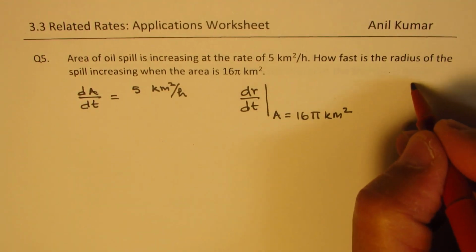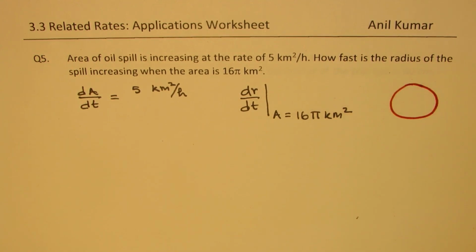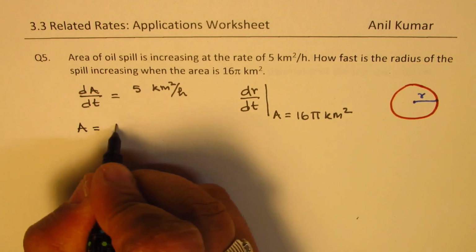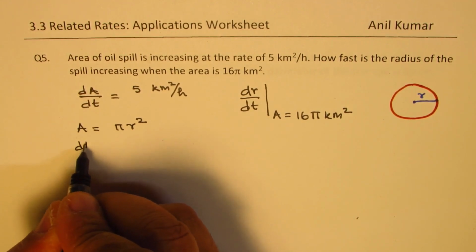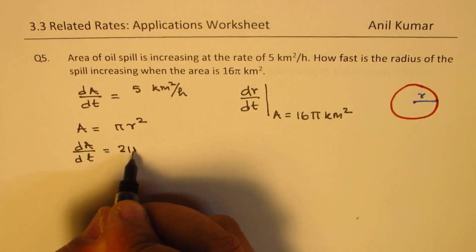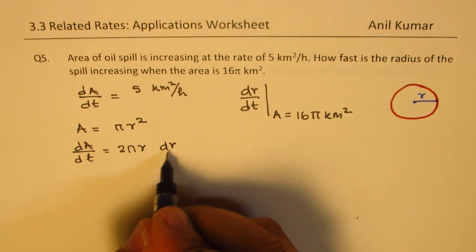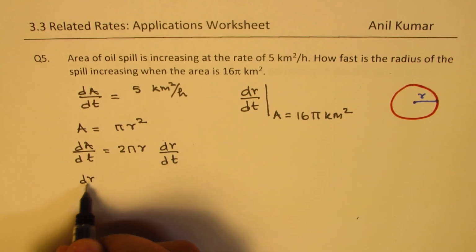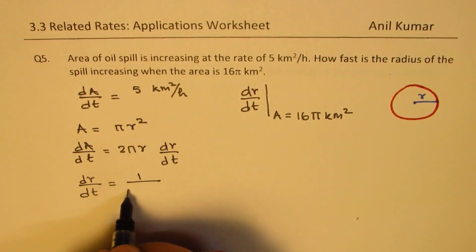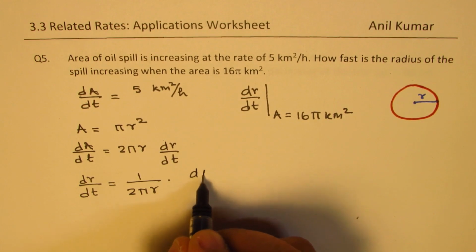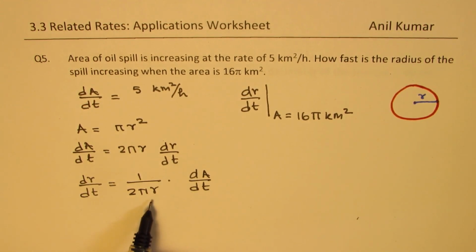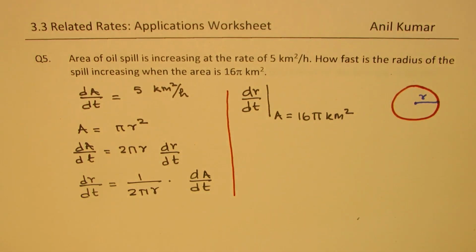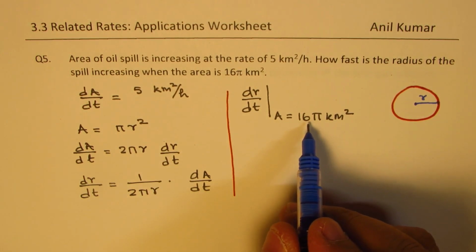Now as far as the circle goes, we know area is pi r square. So we relate circle with area and radius with a very simple relation, and that relation is area is pi r square. So if I find the derivative with respect to time, I get this as 2 pi r, right, dr/dt. Now we need to find dr/dt for a given area. So I get this as dr/dt equals to 1 over 2 pi r times dA/dt. Now in this you see you have r here, but we are given area. So that also reminds you that you need to find for this area what is the radius, right?